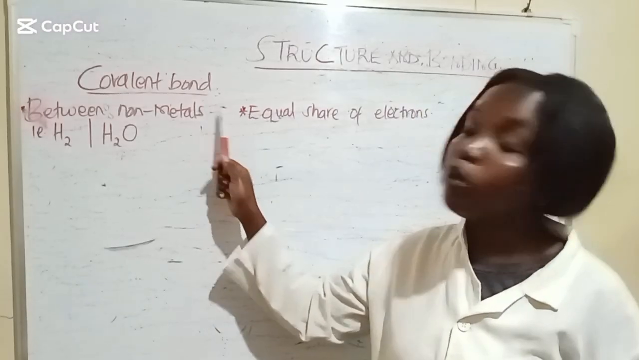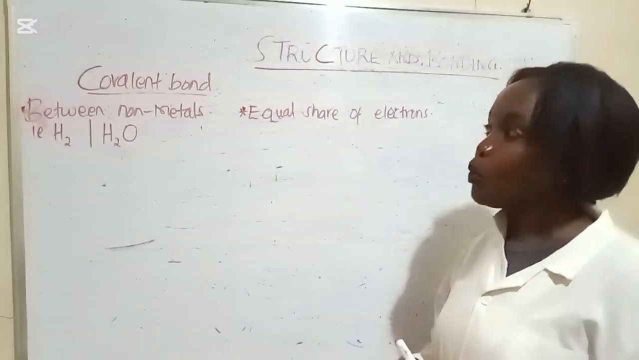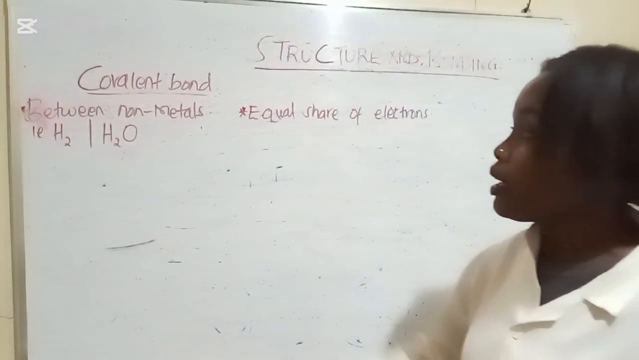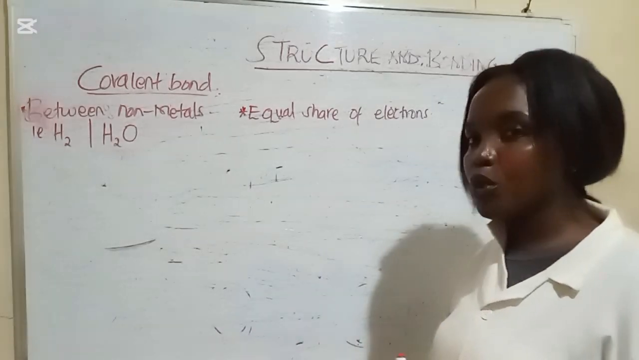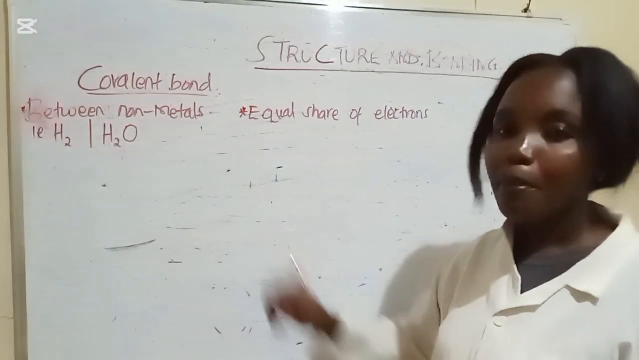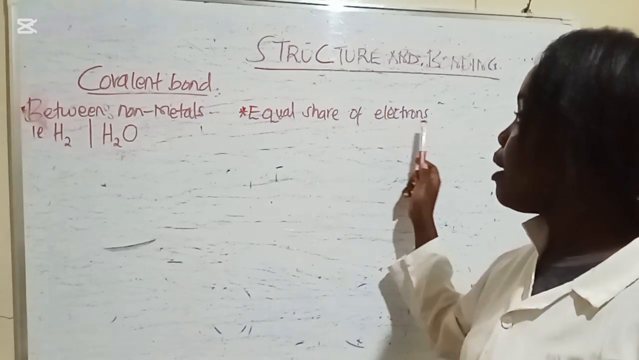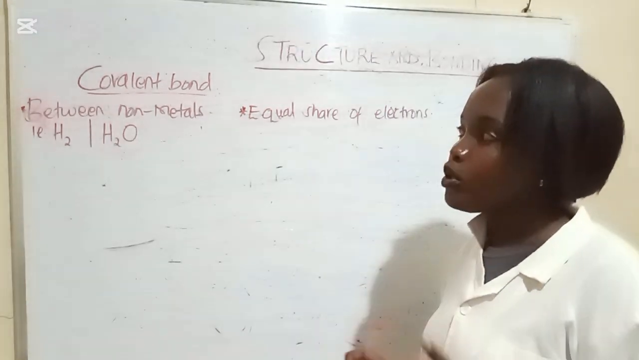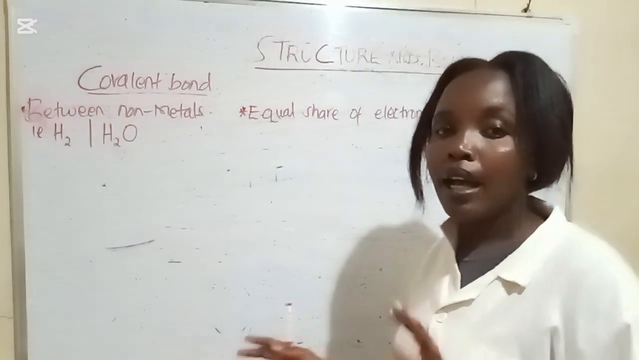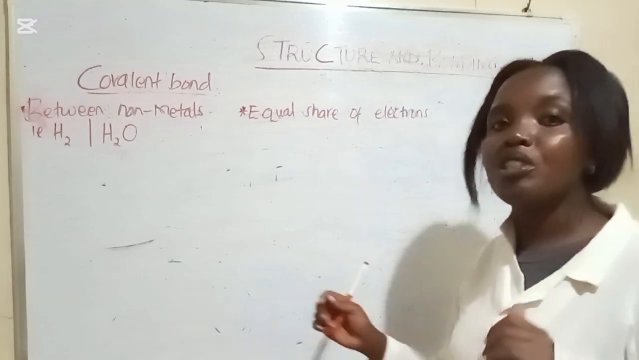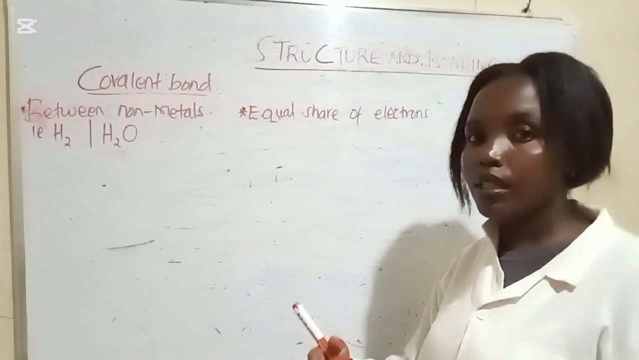We are going to talk about covalent bond. So what is a covalent bond? We say a covalent bond is a bond that occurs between non-metals, okay? And it involves equal share of electrons. So you have two non-metals, and the two non-metals are going to share their electrons equally.